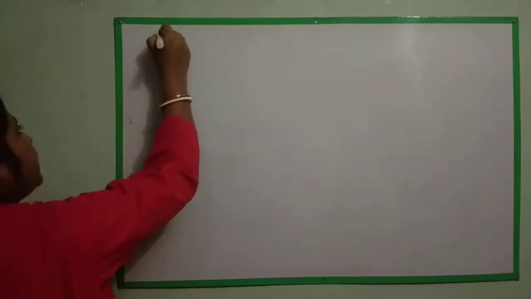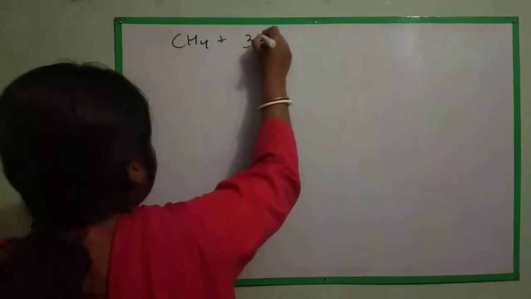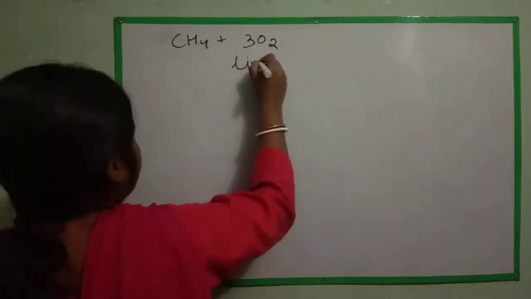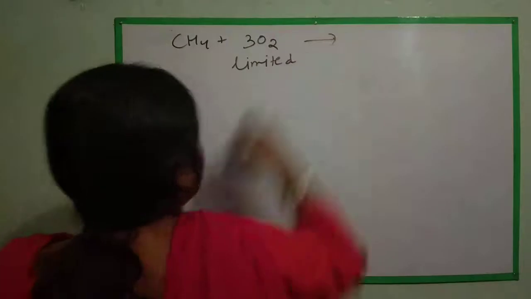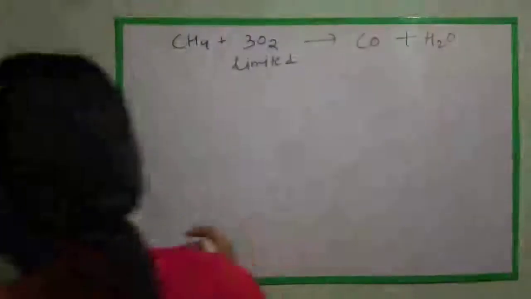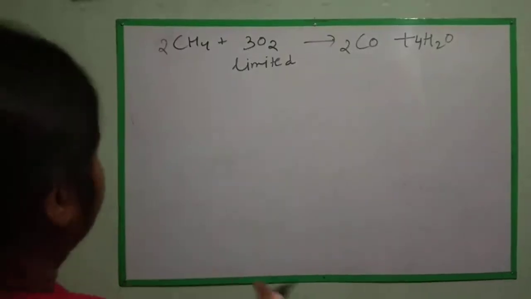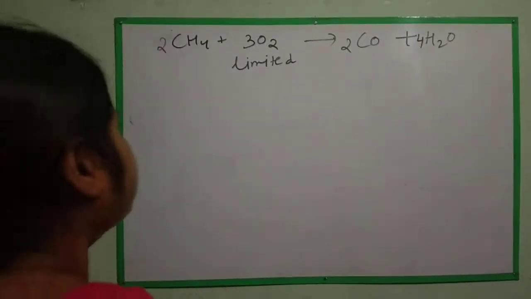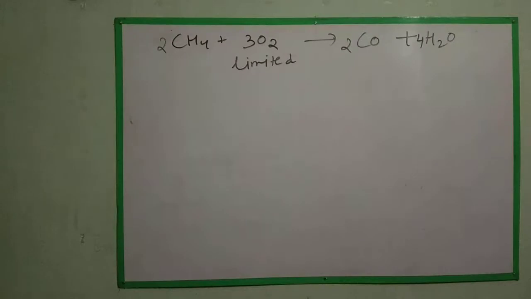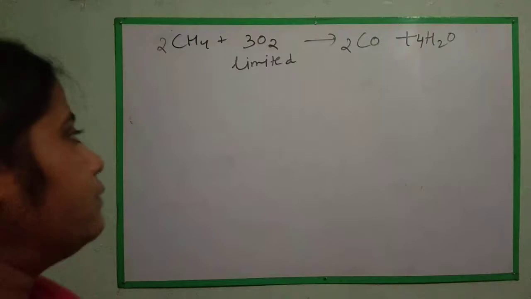Next is methane, CH4. It is treated with limited oxygen. In case of limited oxygen, the product will be carbon monoxide and water. If I have to balance it, 2, 4, here 2. Now I think the reaction is balanced. Yes, definitely the reaction is balanced. Whenever methane is treated with limited oxygen, the product will be carbon monoxide and water.